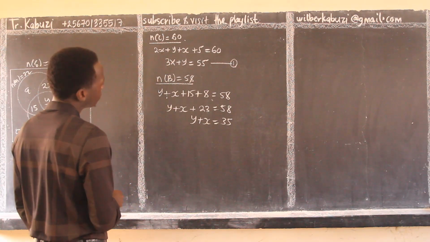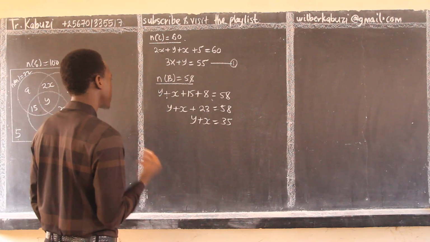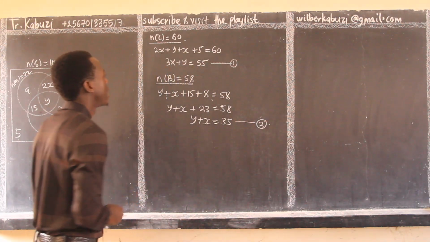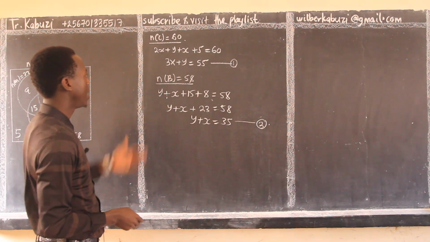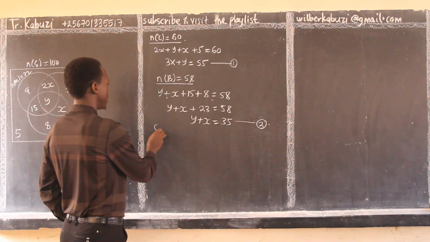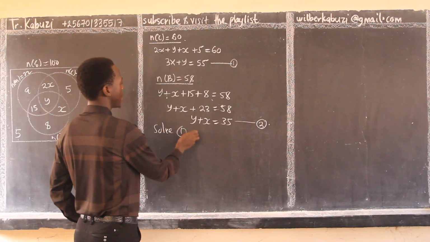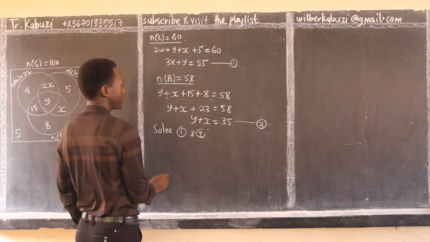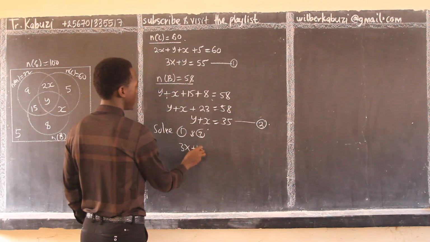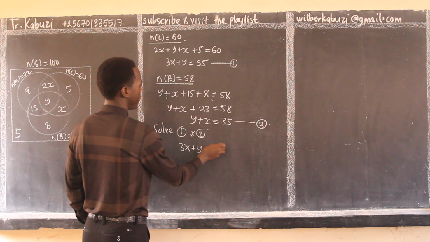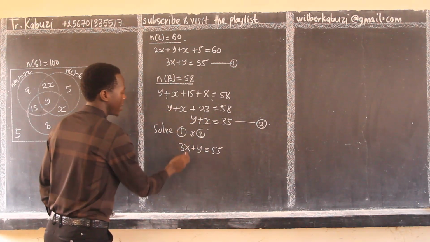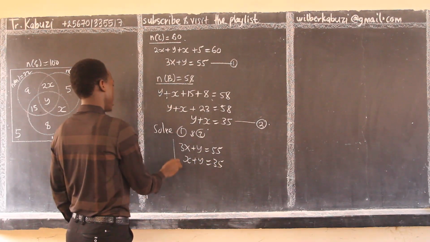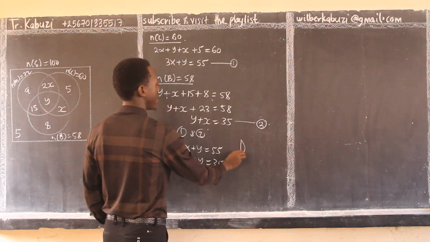So 35. This is our equation 2. So now I solve these two to get the value I want. So solve 1 and 2. How? Start with this one: 3x plus y equals 55. Bring this one, but I want to start with x. 35. Dash. We use our dash there.